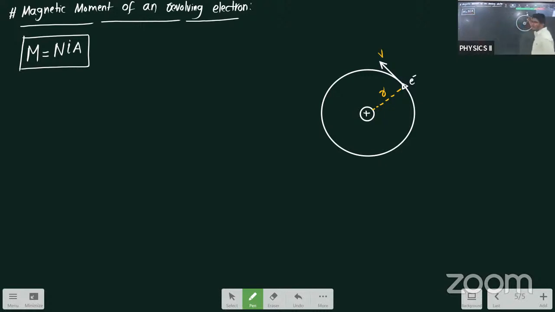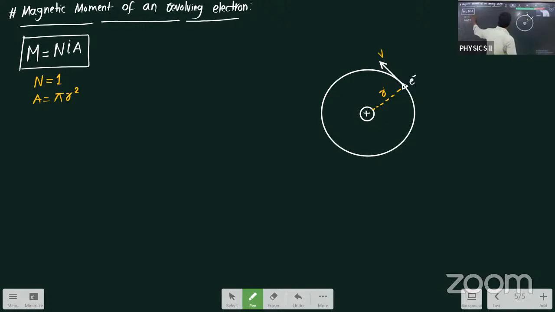See here, I have considered only one electron revolving around the nucleus, so I can take N = 1. Only one loop is there. Now I am supposed to determine the value of I and A. This is the circular loop. The area of a circular loop is pi into the radius squared. The radius is small r, so this becomes pi r squared.